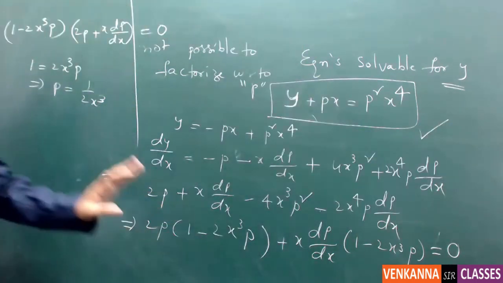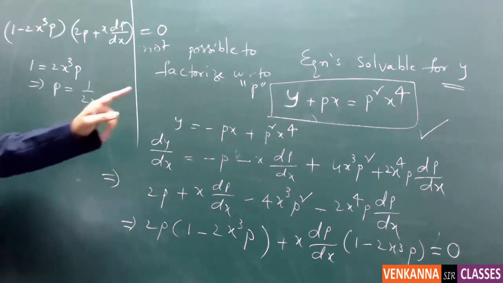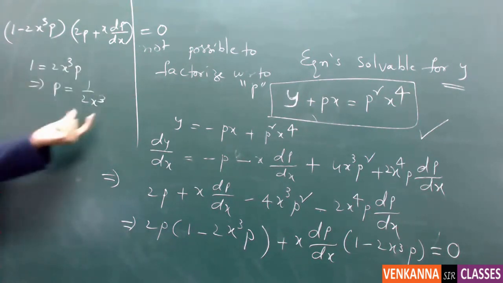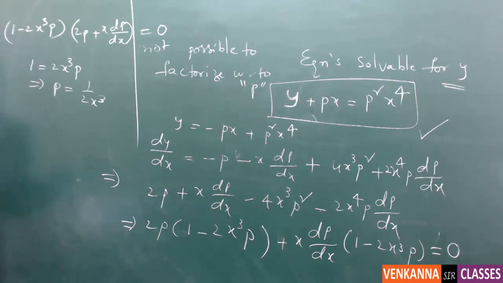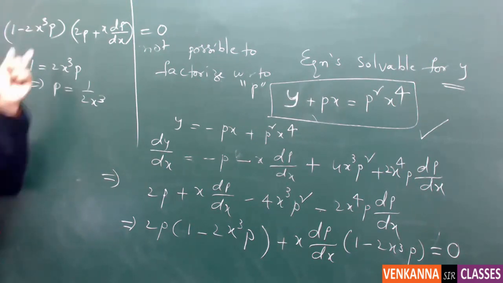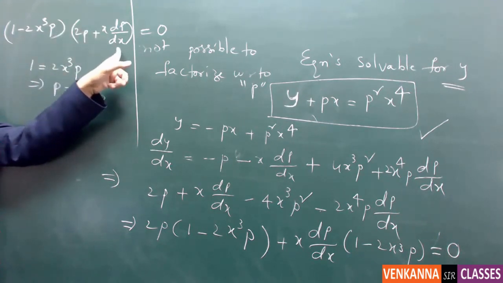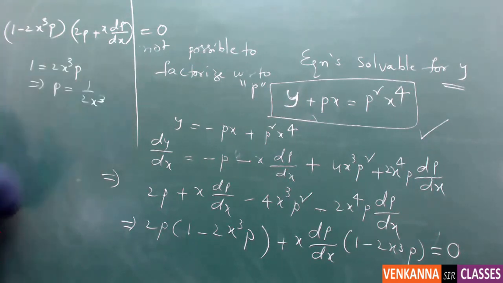But the problem is, it is a solution, but it is not containing any arbitrary constant c. So the solution given by this expression is called singular solution. What is meant by singular solution? It is not having the arbitrary constant. So we don't consider this factor, and we consider the other factor because it contains the differential. If you do the integration, you will get the arbitrary constant c.